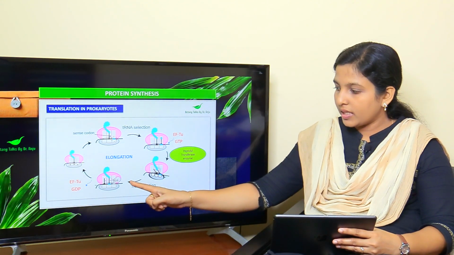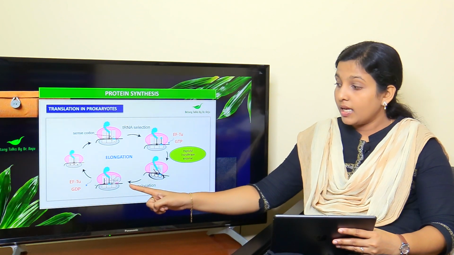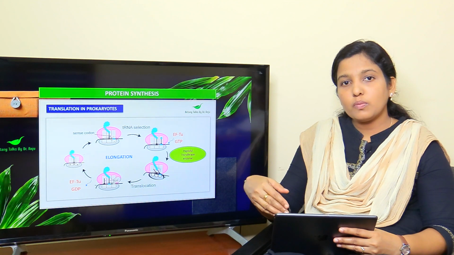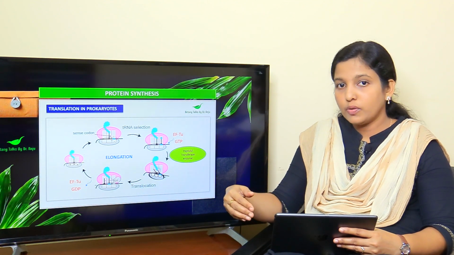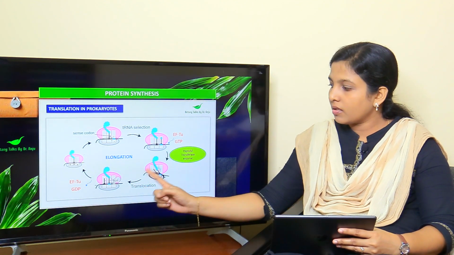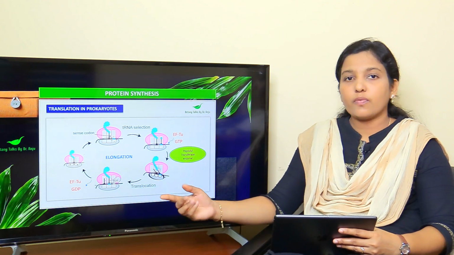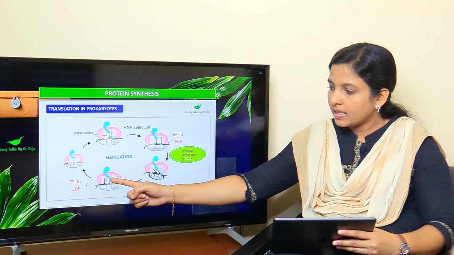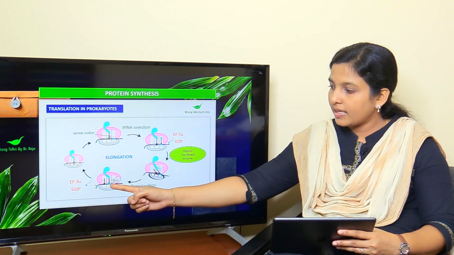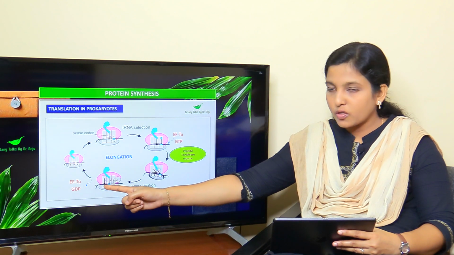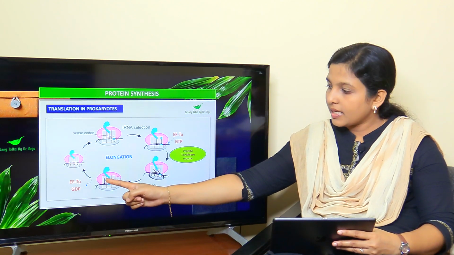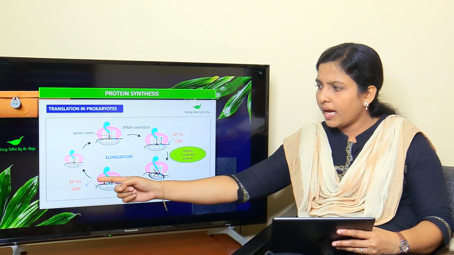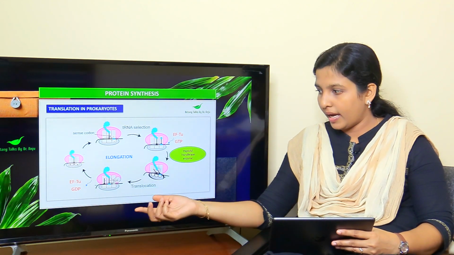Next is the translocation. In this translocation, the ribosome will shift its position. When the ribosome moves along the mRNA molecule, naturally the position of these tRNAs will shift. Now the tRNA at the A site comes to the P site and the tRNA at the P site comes to the E site. This E site tRNA will leave the ribosome and attach to another amino acid.